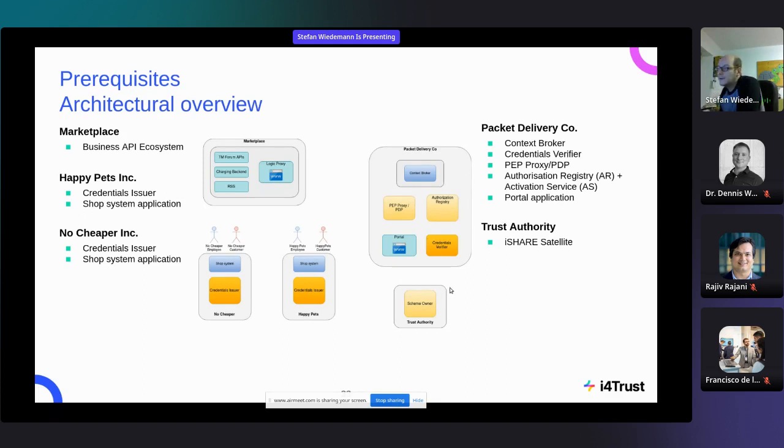We still have the trust authority that will be used to verify the issuers. And we also will have the PEP proxy and the PDP. In this case, we will have the PEP proxy and the PDP as separate components, because we use a different PDP than we are using when we use the NGSI, the iSHARE policies in the way that Dennis showed us.